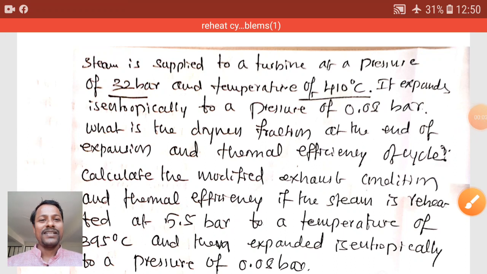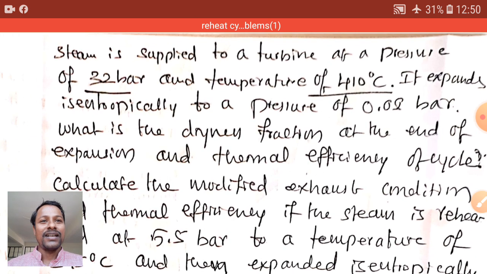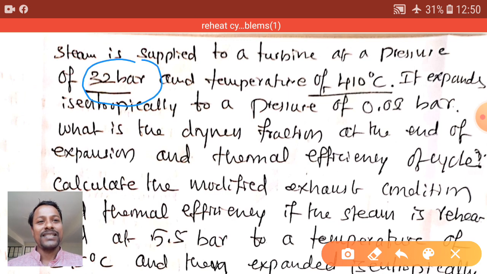Let's discuss numericals, that is VTU problems on the reheat Rankine cycle. Let me read the problem statement first. Let's understand the problem statement. Steam is supplied to a turbine at a pressure of 32 bar. That is, the steam at a pressure of 32 bar is entering the turbine and its temperature is 410 degrees Celsius. This means the superheat temperature of the steam entering the turbine is 410 degrees Celsius.